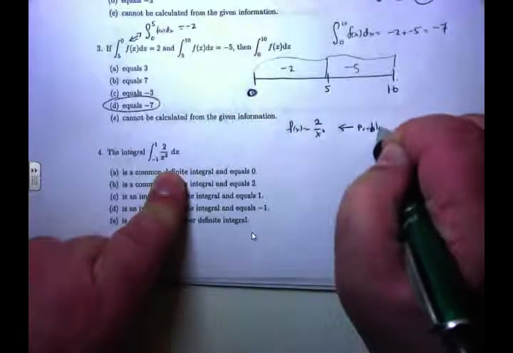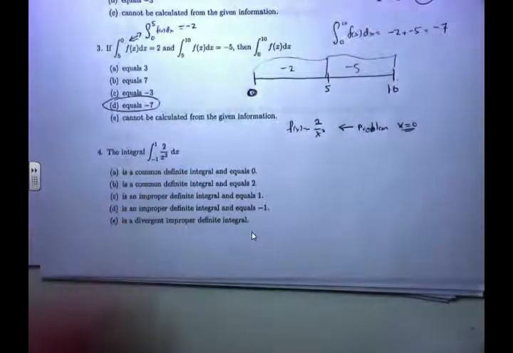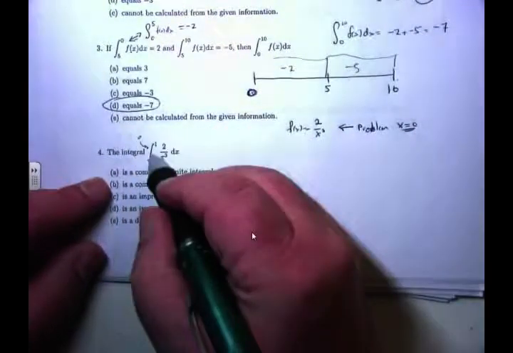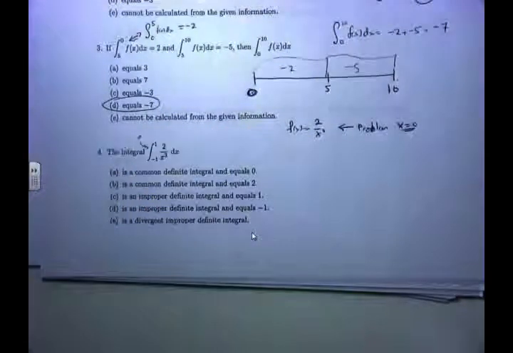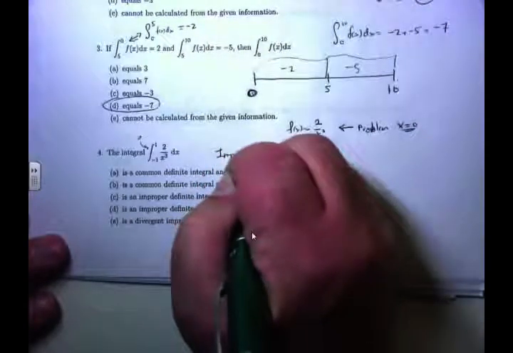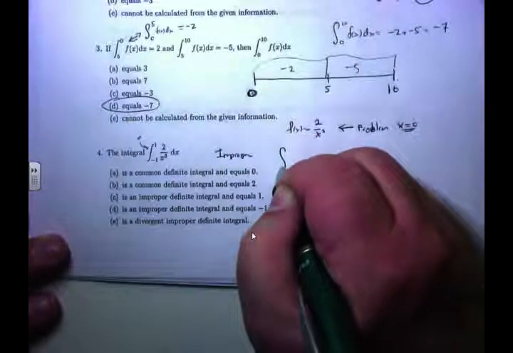Where is the problem located at? At x equals 0. I cannot divide by 0. And notice 0 is right in the middle of my integrand. So what kind of problem is this if I really try to integrate this thing? This thing is improper, which means to make it proper, I'm going to have to break it up.